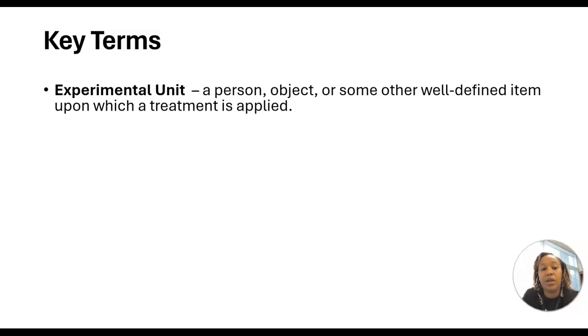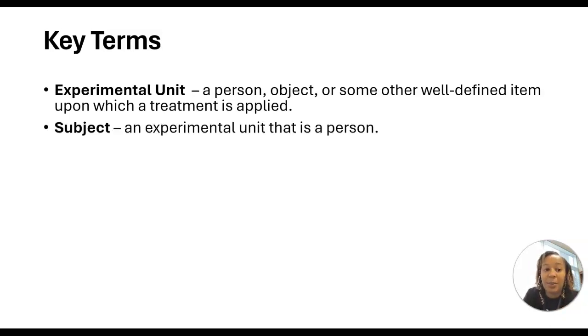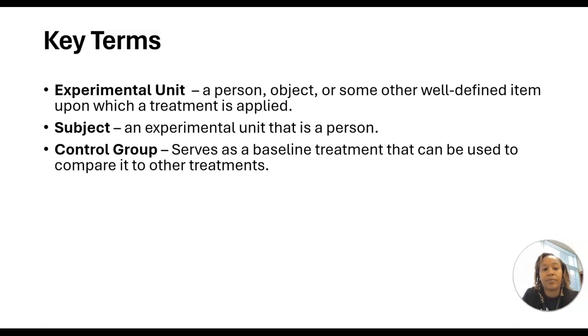So experimental unit, that's your person, object, or some other well-defined item upon which a treatment is applied. So that's basically the thing that you're studying. Most of the time it is a person. When it is a person, we call it a subject. But your experimental unit is the thing that you're studying.